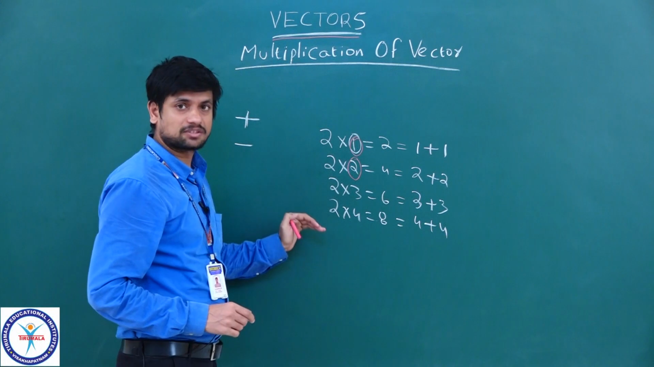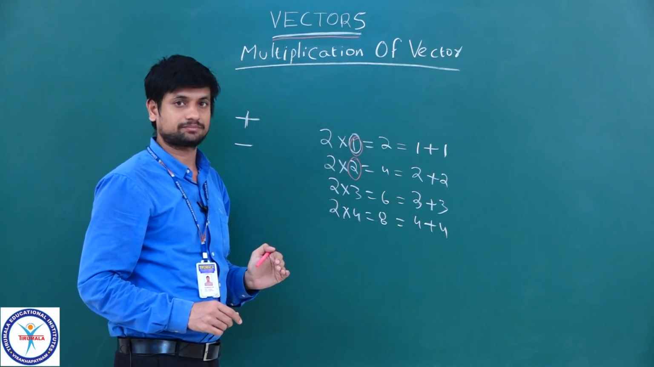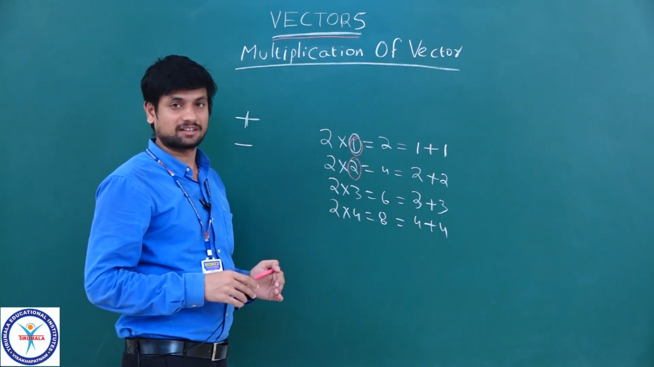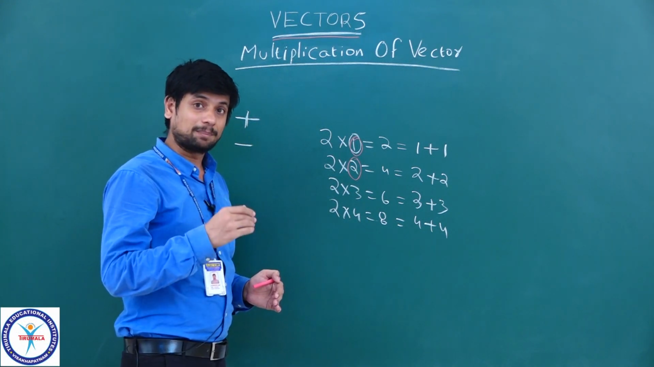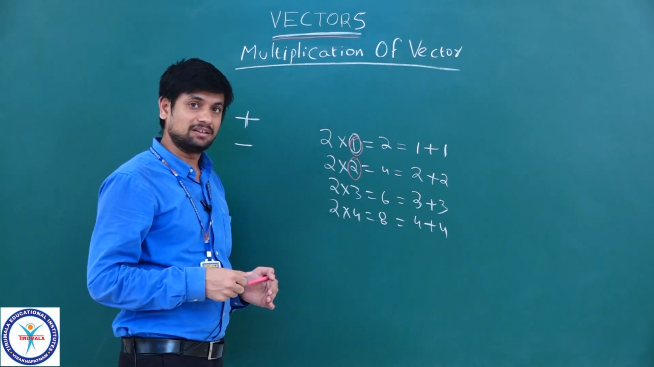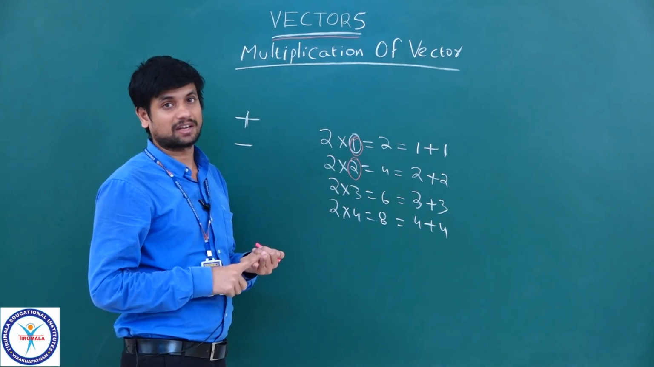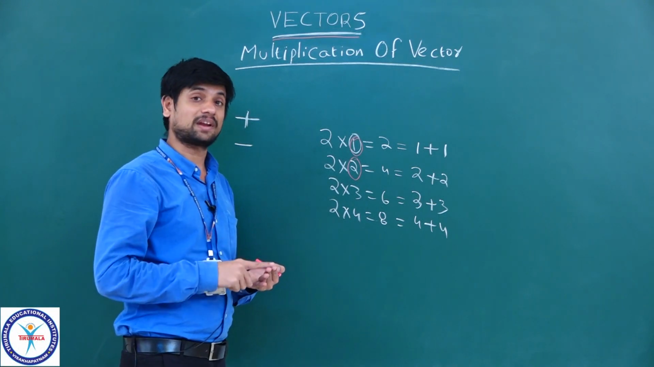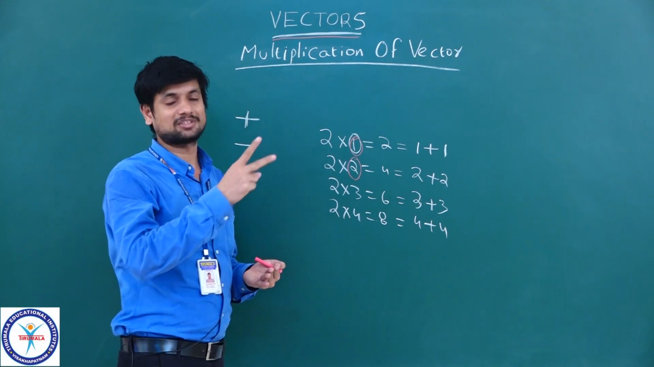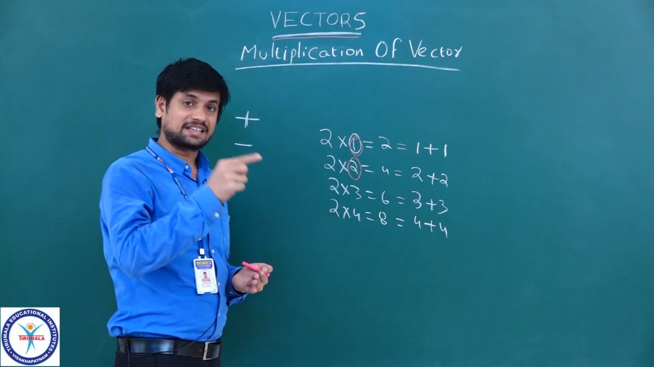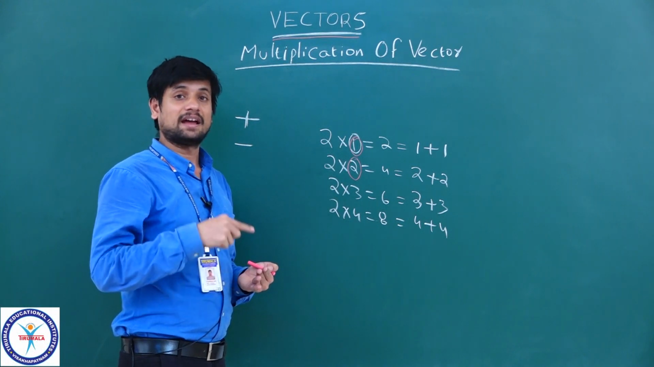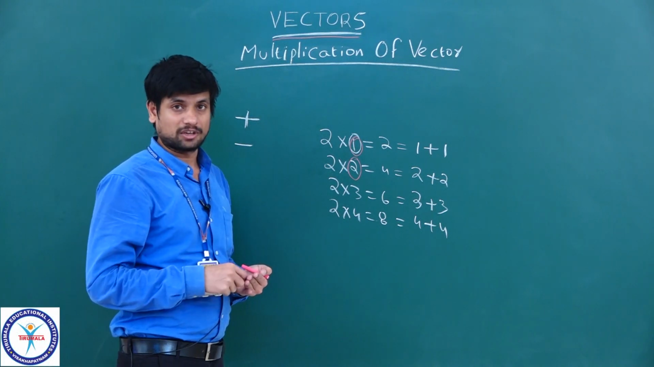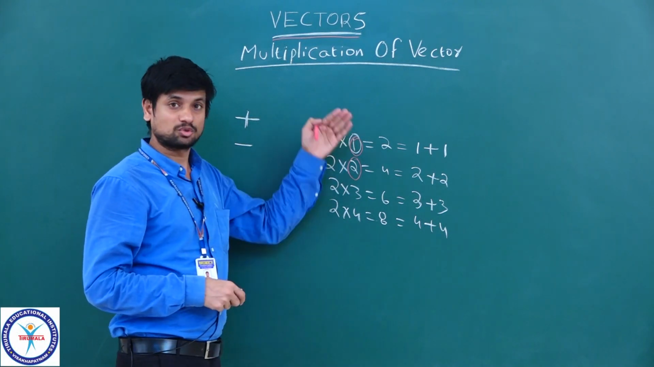If you apply this concept to the vector mathematical system, some possibilities are there. The multiplication can be done between scalar and vector, and vector to vector, and in vector to vector also 2 types exist. One is scalar product or dot product, another one is cross product or vector product. We are going to discuss all those types.